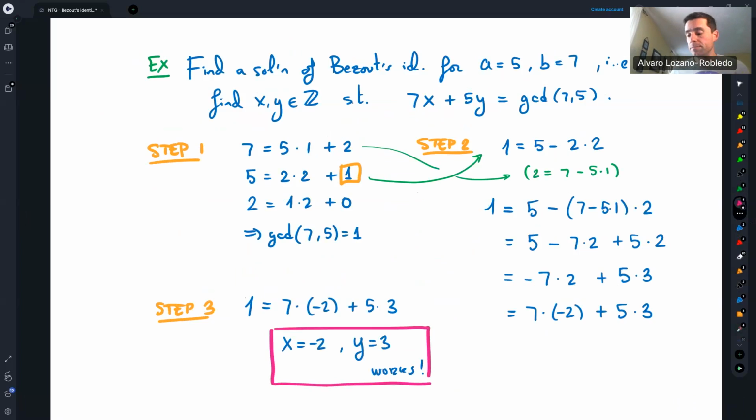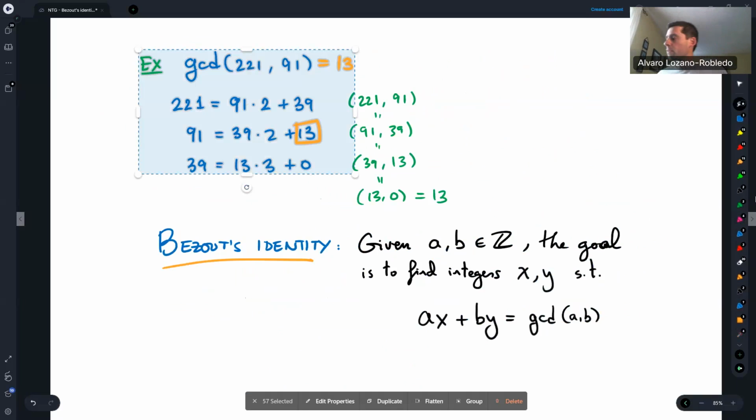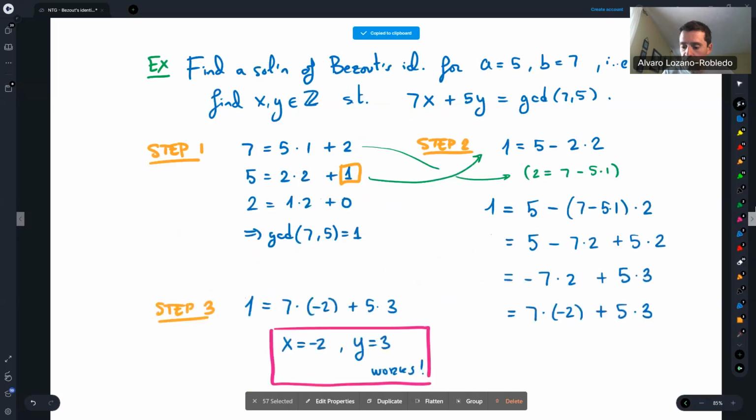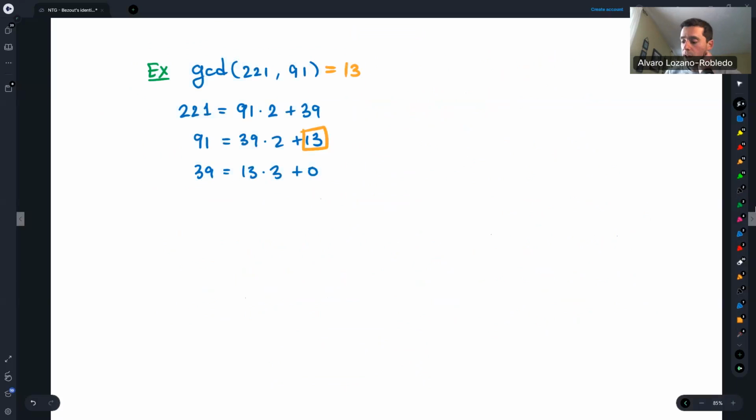Okay, very good. Let's do another example now, using what we found before. Maybe with this example right here, I'm going to copy it. I'm going to grab all this, copy it, and bring it forward. Okay, very good. Now the question is to find a solution of Bézout's.